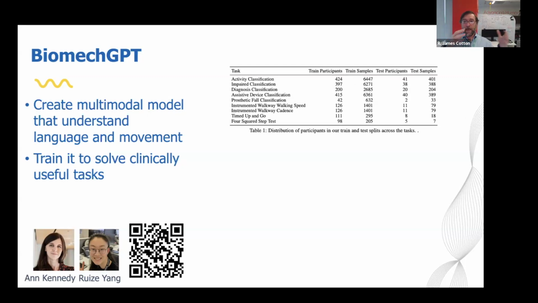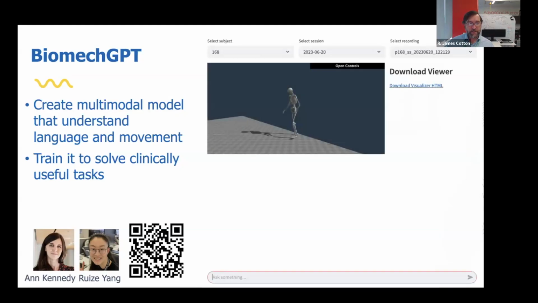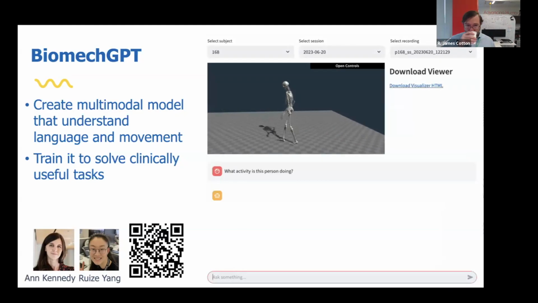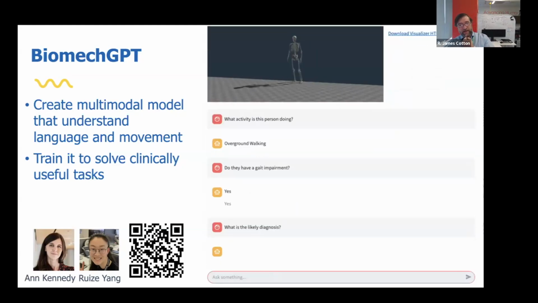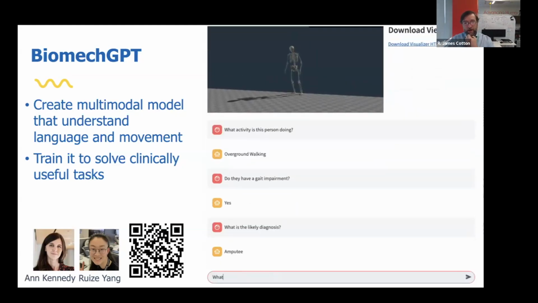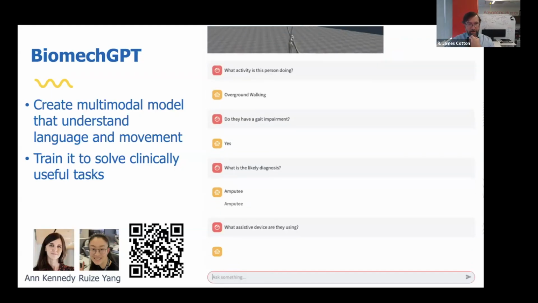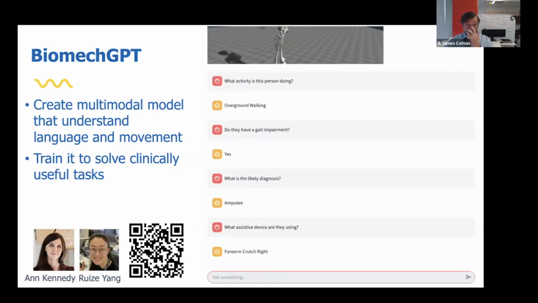So you might give it, for example, an action sentence and ask, what is this person doing? And then it will answer walking. Let me make that clearer by showing a video of it working. And here you can see, you ask what it's doing. The person's overground walking. Ask, do they have a gait impairment? It says yes. You can ask, what is the likely diagnosis? It correctly identifies amputee. In the next question, it will get wrong. So we ask it, what is the assistive device they're using? And it says a forearm crutch, but in this case, it was a cane. So we're pretty excited about this.